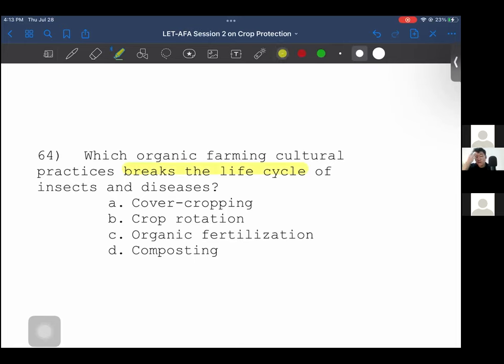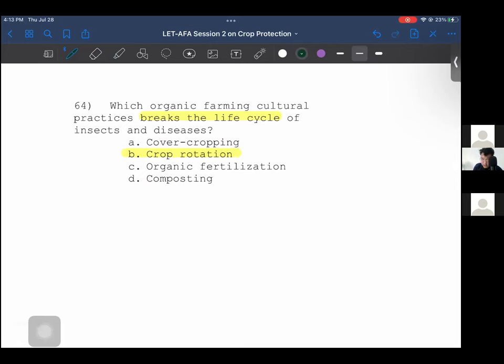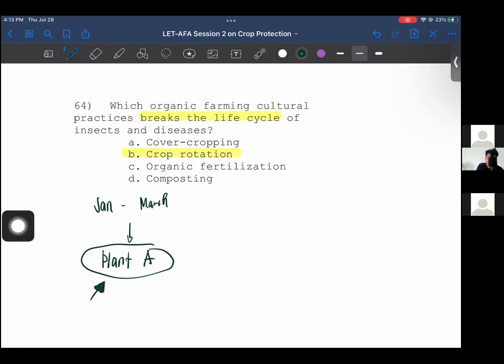I have also said this example kanina, na this is crop rotation. Kasi kapag kunwari, let's consider this situation. January to March, nagtanim ka ng isang plant, plant A. So sa bawat plant, meron yung specific pests or diseases. So let's say sa plant A, sa January tsaka March, 3 months yan na merong insect A, disease A. Ayan. Plant A, insect A, disease A.